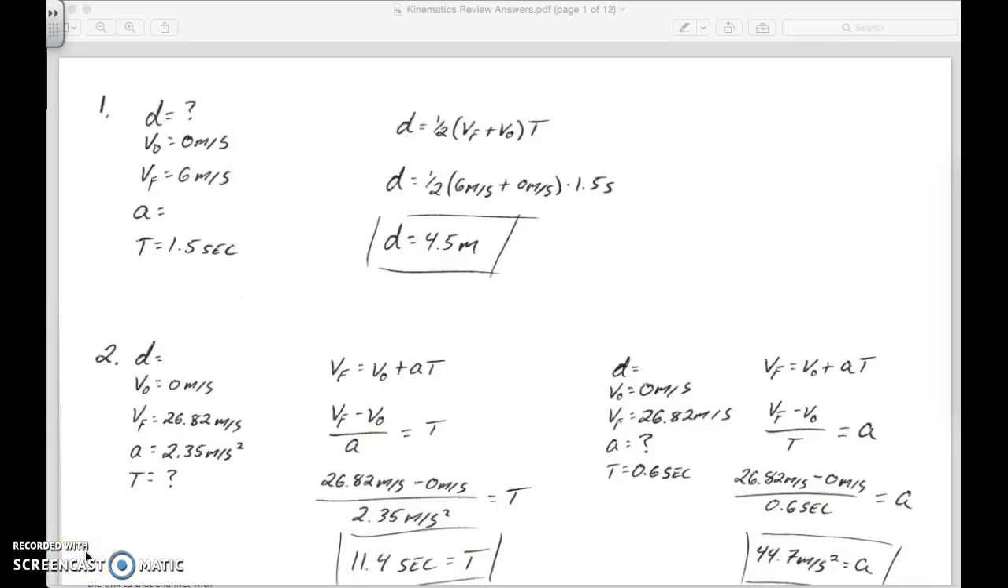We're taking a look at the kinematics review problems. This video is going to go over the answers to numbers 1 through 4.